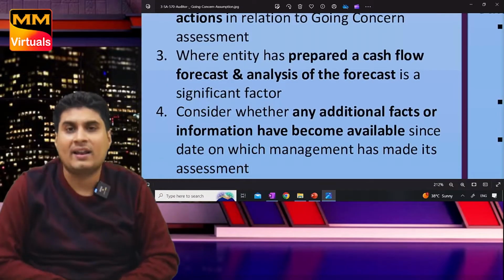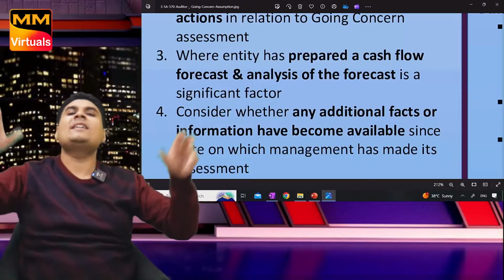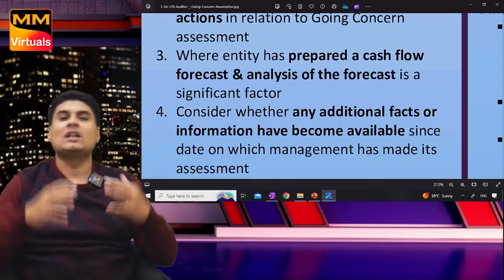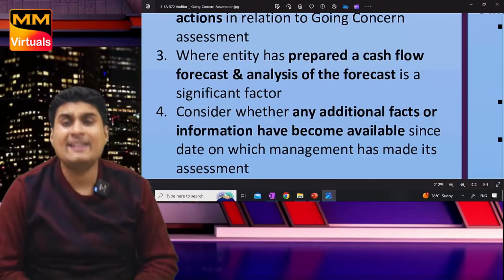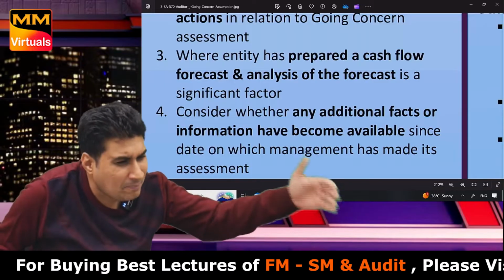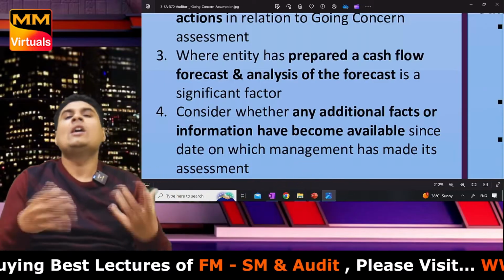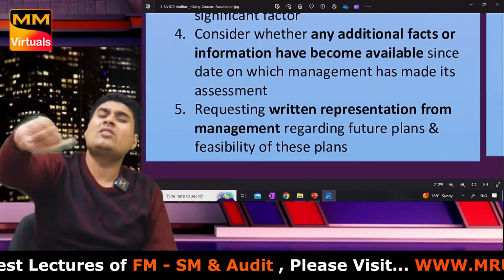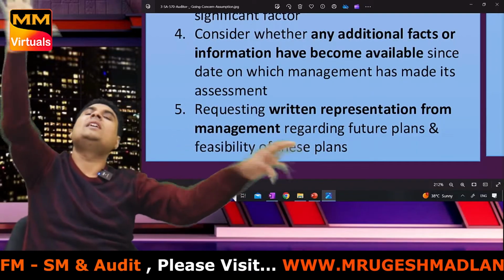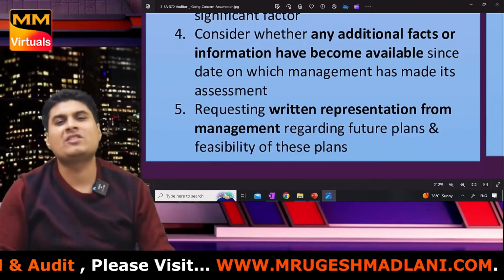What is there in the plan? Okay, cash flow. Where management has prepared a cash flow forecast, see the assumptions used in the forecast. Fourth point, see whether any additional facts or information is available since the time management made the assessment. Last, request written representation from management regarding the future plan and feasibility of the plan.